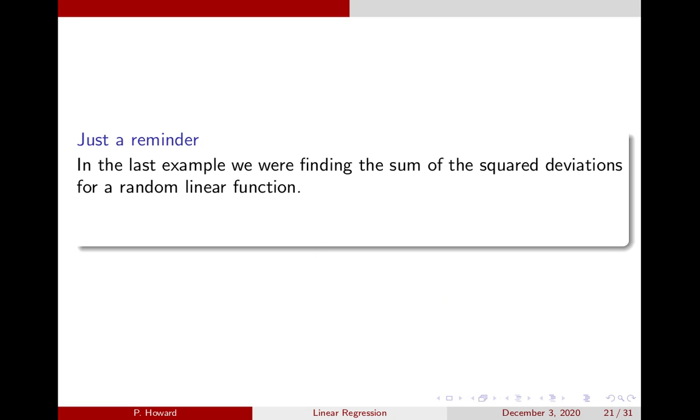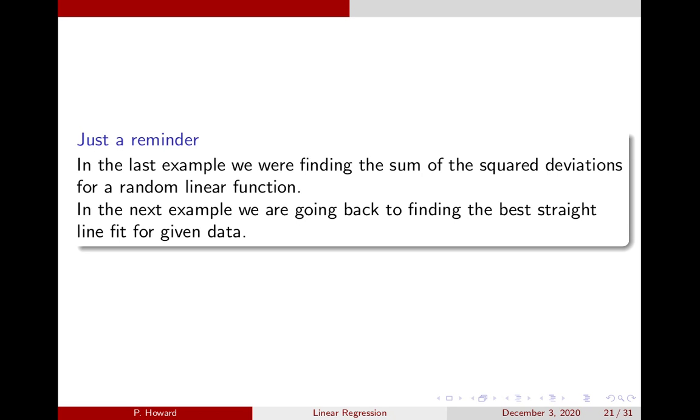So just a reminder, in this last example, we were finding the sum of the squared deviations for a random linear function. We didn't have a really good reason for doing that because we had already found the best linear function. We just wanted to see how you could do that calculation on Desmos. In our next example, we're going back to finding the best straight line fit, the best linear function fit for given data.